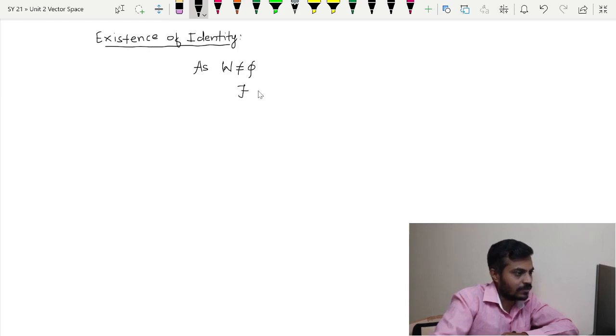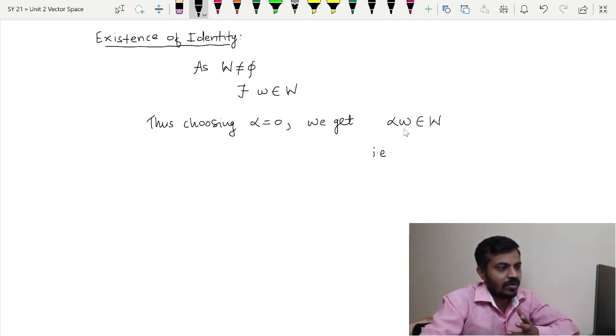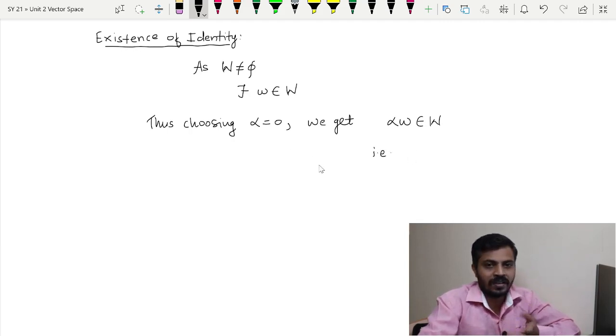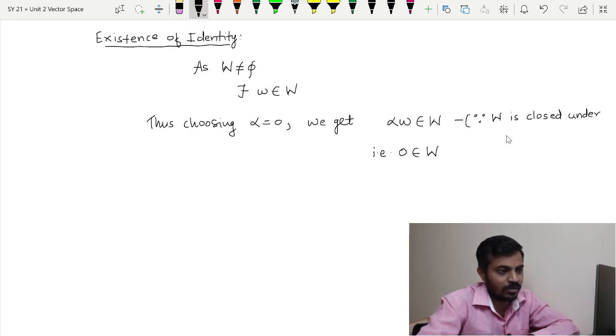Okay, so I will write here, as w is non-empty, therefore there exists w belonging to w. Thus, choosing alpha equal to 0, we get alpha multiplied by w belongs to w. Because alpha multiplied by w is what? Now we have taken alpha to be 0, so that is nothing but 0 belongs to w, since w is closed under scalar multiplication, that property we have used as it is given to us.